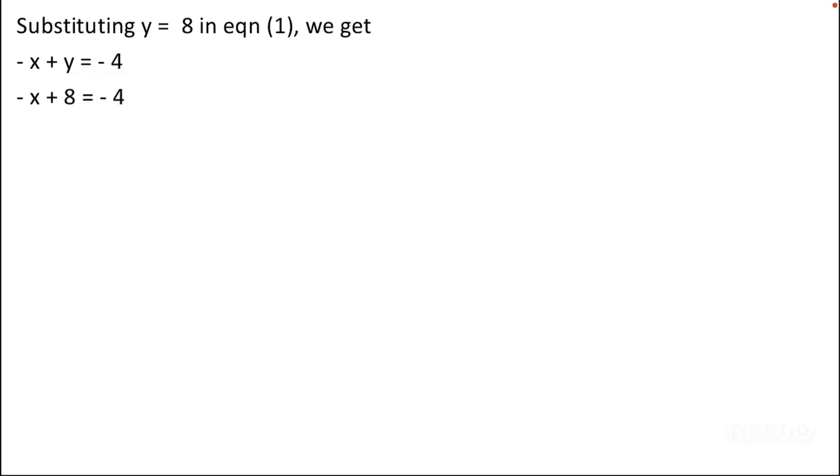So we get minus x plus 8, since our y is equal to 8, which is equal to minus 4. So we will send x to the right hand side and we will take minus 4 to the left hand side. So what we get, x is equal to 8 plus 4, that is 12. So now we got the value of x, that is 12, and we got the value of y, that is 8.